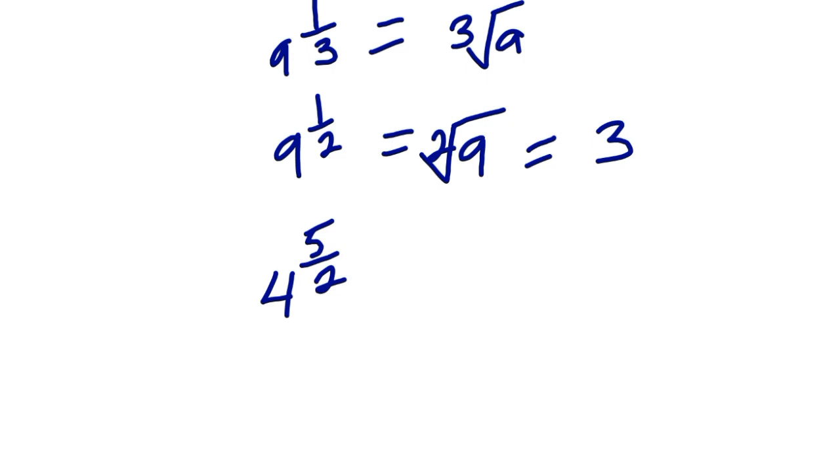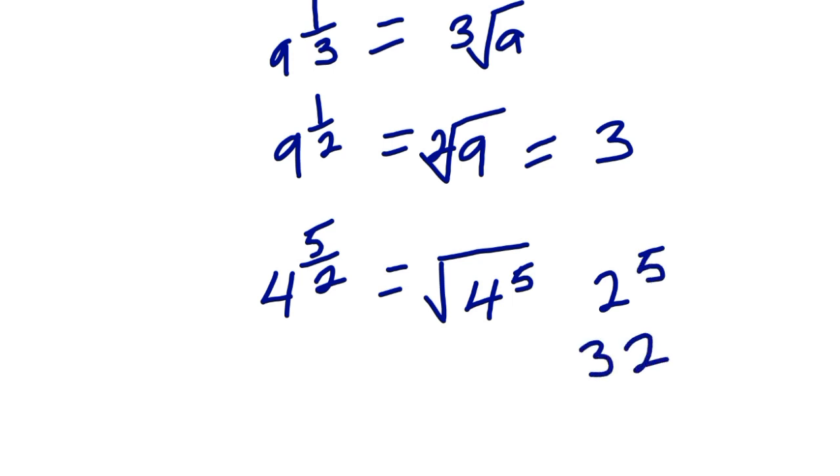Now what will this be? This will be equal to the square root, which is this 2 here, of 4 raised to the power of 5. So we can naturally find the square root of 4. So this will give us 2 raised to the power of 5. 2 raised to the power of 5 is equal to 32.